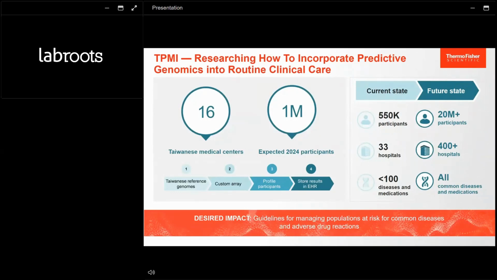And the idea is that they would continue to collect genomes. They will make use of a custom array, and I'll also have more to say about that in a second. Profile the participants, analyze the data, and hopefully they will use this data to identify risk alleles and understand the way that the genotypes and ethnic backgrounds are contributing to the different health outcomes in the Taiwanese populations.